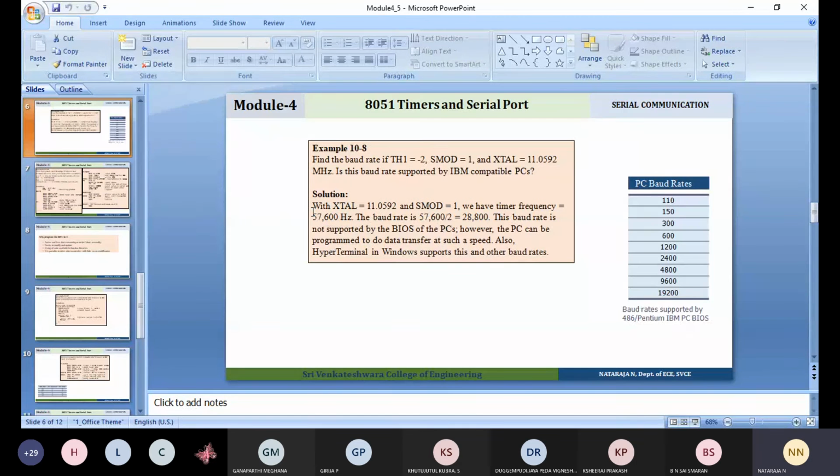Take next one. Find the baud rate. If TH1 is equal to -2, SMOD is equal to 1. This you already found, I think. If you want, you can make a note of this.